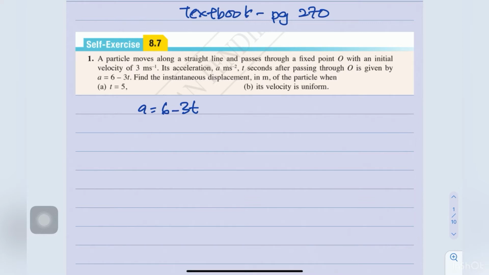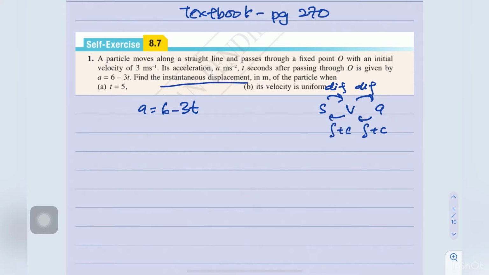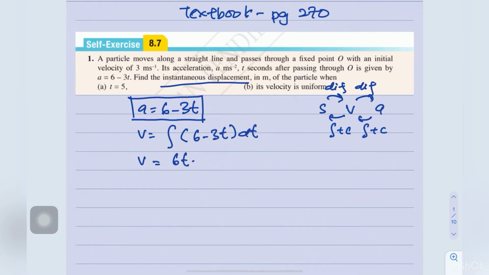Okay, so now the relation between the displacement, velocity and acceleration. S to V, differentiate; V to A, differentiate; A to V, integrate; and V to S, integrate. Now we are going to find displacement, meaning that from A, we need to integrate twice. Find V first. V is the integral of acceleration 6 minus 3t with respect to t.